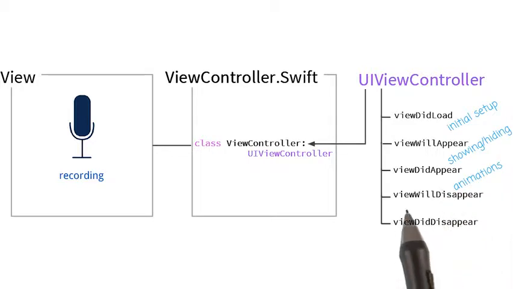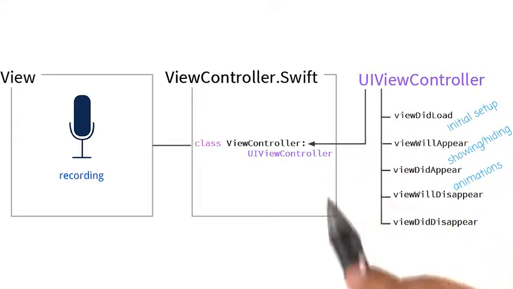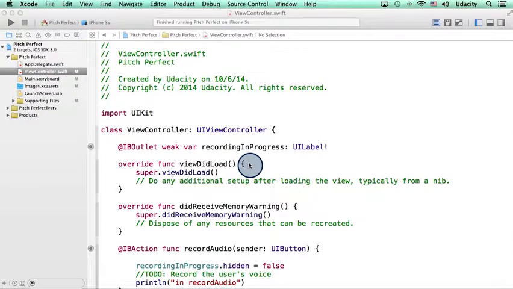Two of them are viewWillDisappear and viewDidDisappear. I've added a link in the instructor notes that provides more details about all of these. By the way, don't take my word for the existence of any of these functions. Let's go back to Xcode and check for documentation.